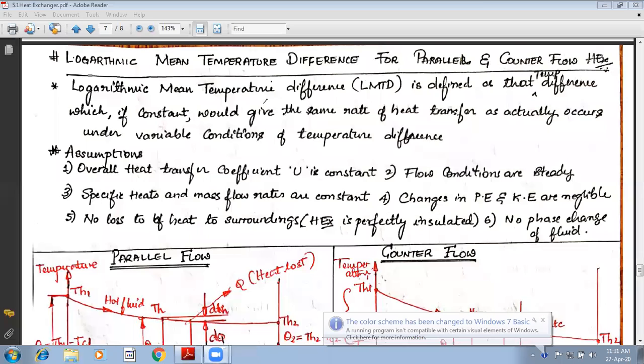In today's class, we will discuss the derivation part of LMTD for parallel as well as counterflow heat exchangers.